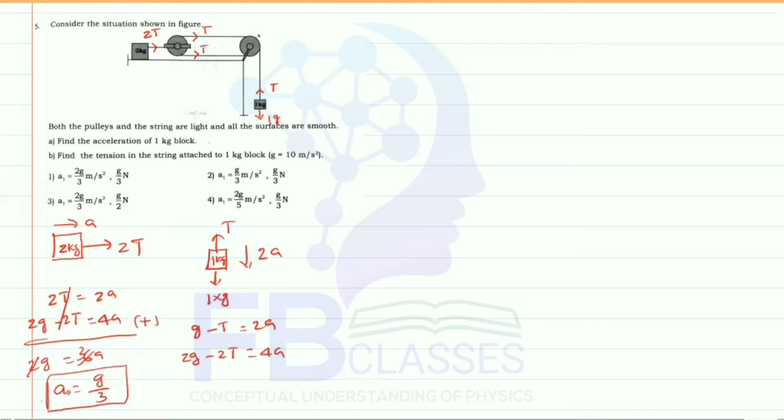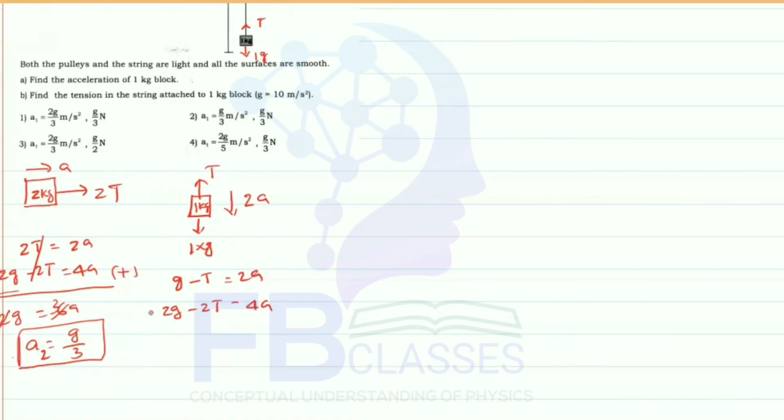Understand? So now a1 is equal to 2a2, so that's why a1 is equal to 2g by 3. a2 we got as g by 3. Yes or no? Meter per second squared.